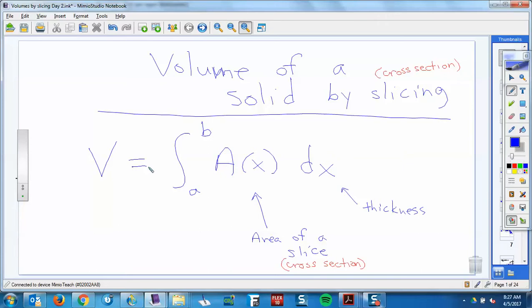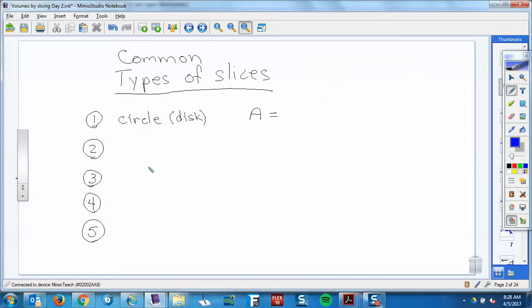So whatever the strip is, and how do we get the strip? Top minus bottom, or right minus left. We get the strip by top minus bottom or right minus left. Once we have the strip, we figure out what part of the slice it is. We write our equation, we put it into the integral, and we got it. All right. So, what are some common types of slices?